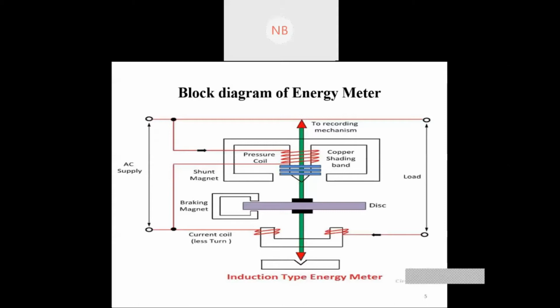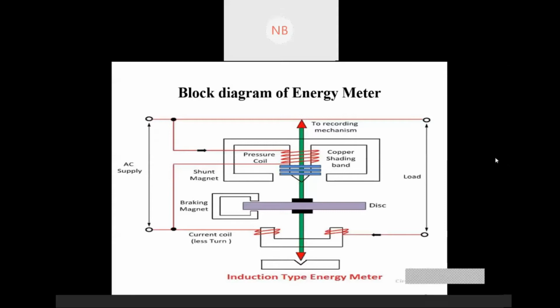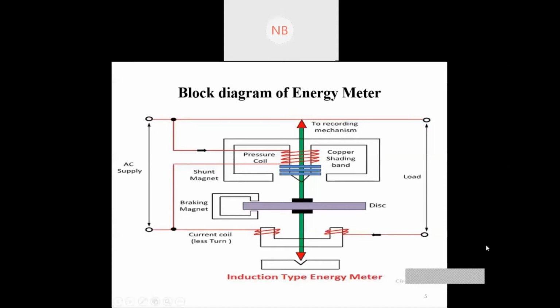So, the working principle of the energy meter now. Here in an energy meter, basically there are four important parts. The first one is the driving mechanism. The next one is the moving system. The third one is the braking system, and the fourth one is the integrating system. So here, the first one is the driving system.